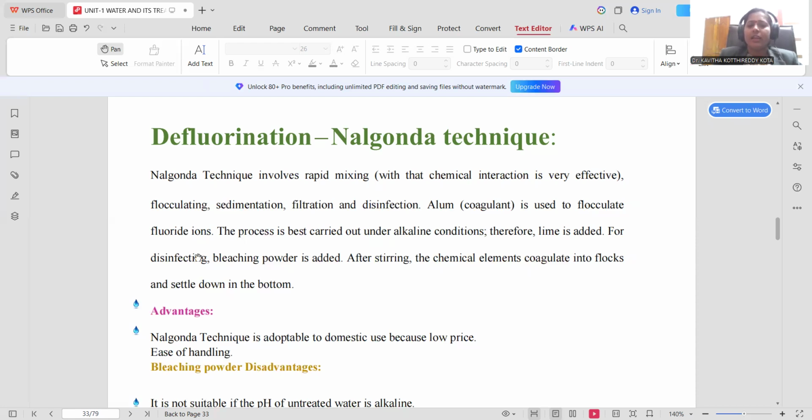That's the reason why defluorination is very essential when a high level of fluoride ion is present in the water. The simple technique considered here is the Nalgonda technique, right? This content is part of water and its treatment. It is part of Engineering Chemistry chapter 1, water and its treatment, that defluorination by the Nalgonda technique is going to be discussed. Earlier also we conducted a series of sessions on water and its treatment.